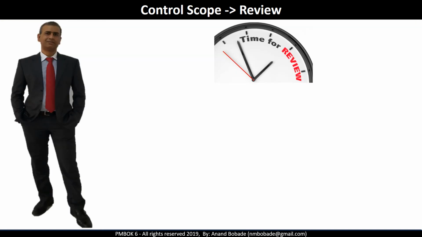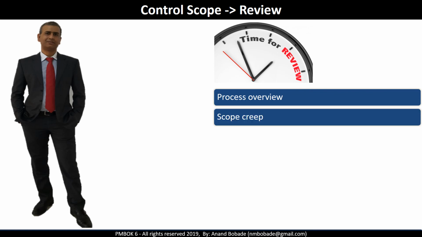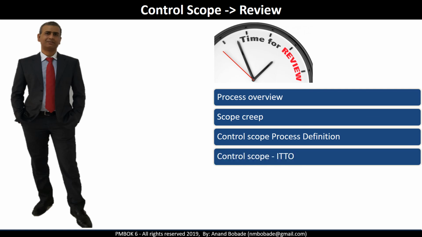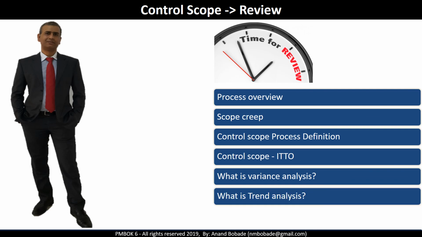Good job, you have completed the control scope process. Let's do a quick review. We started with the process overview and you learned the importance and purpose of the control scope process. You learned what scope creep is and went through the process definition. We went through all the inputs, tools, techniques and outputs, and learned what variance analysis and trend analysis are.